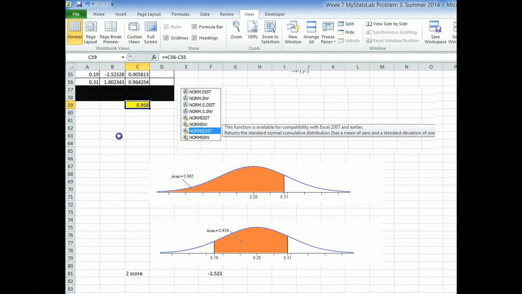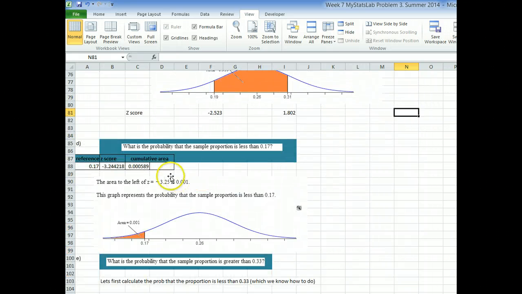Alright, so 0.958 is going to be that response. And again, the z-score equivalent for the 0.31, since we have it just for completion, let me stick it in here. Okay, so that's how you would find the probability that the value is between 0.19 and 0.31. Now moving on to part D, what is the probability that the sample proportion is less than 0.17?